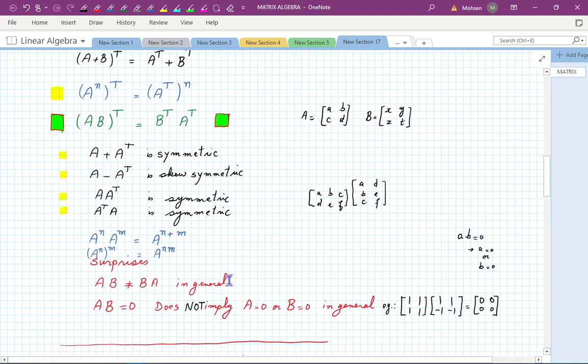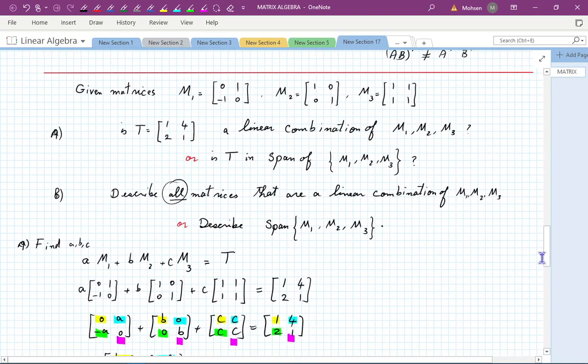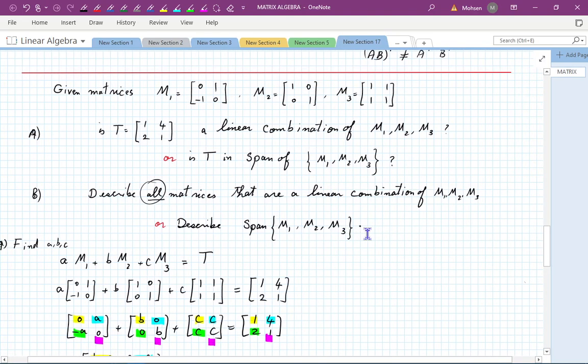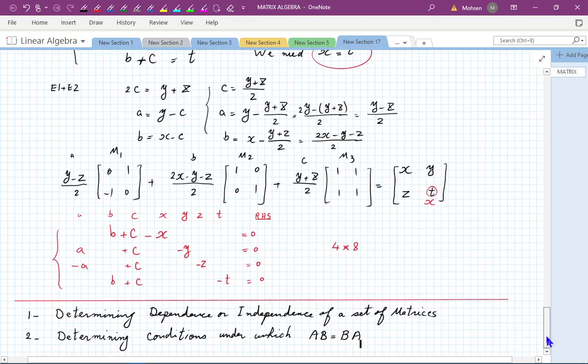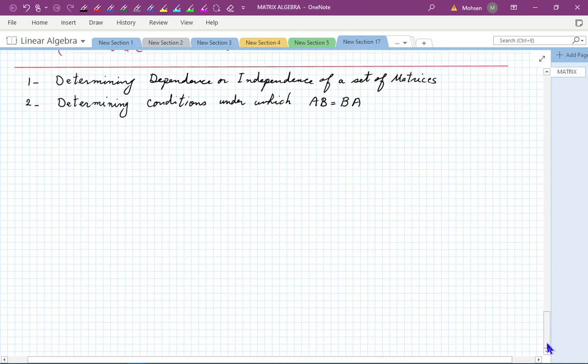And so you remember in the previous lecture we talked about span of a collection of matrices. Under what condition is a matrix in the span of the given matrices, or is a linear combination of them. And more interestingly, describing the span itself, finding all matrices that are linear combinations of a given set. So for today we have two more problems here to look at. Here are the statements of the problem.